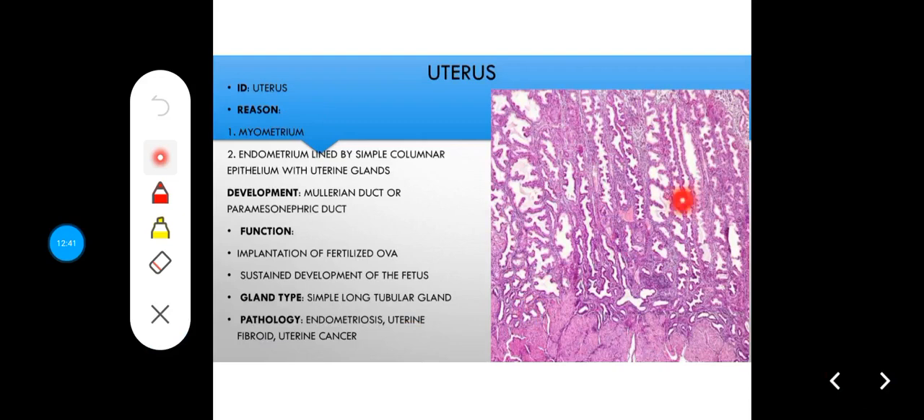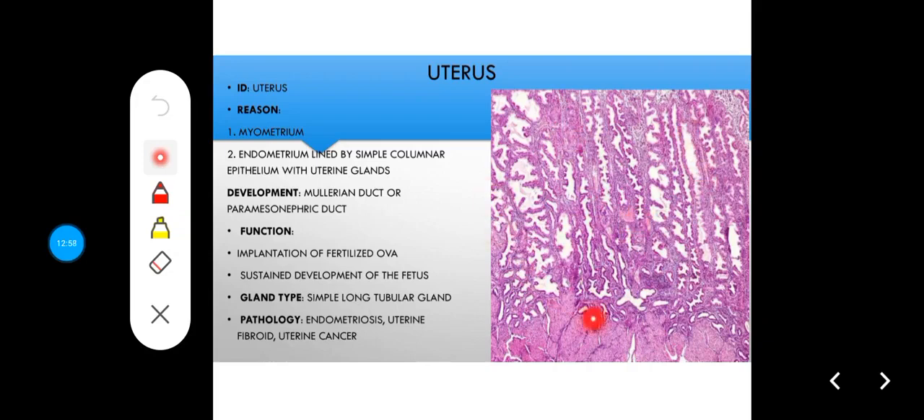The uterine glands, and also there is presence of blood vessels within the endometrium. So numerous blood vessels within the endometrium, though they are not really visible here, but you can make out some of them. So this is uterus in the secretory phase.